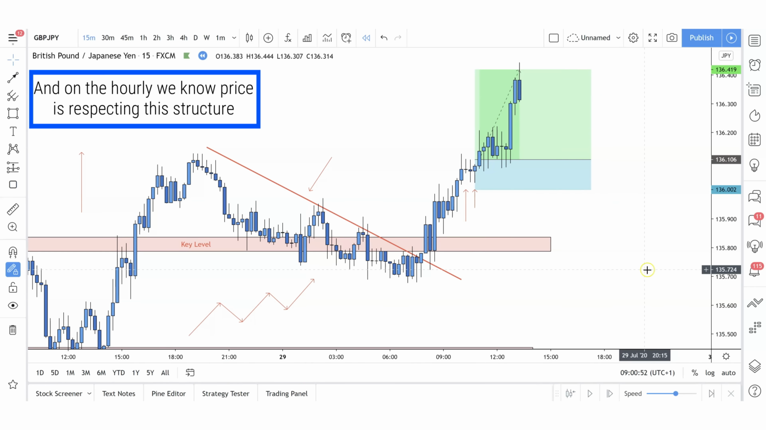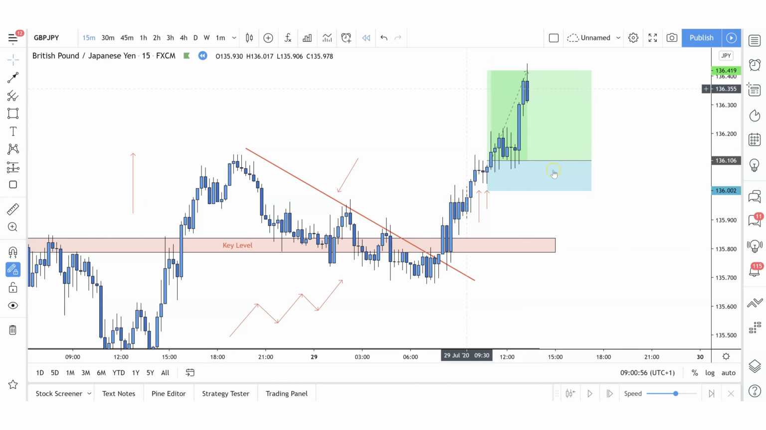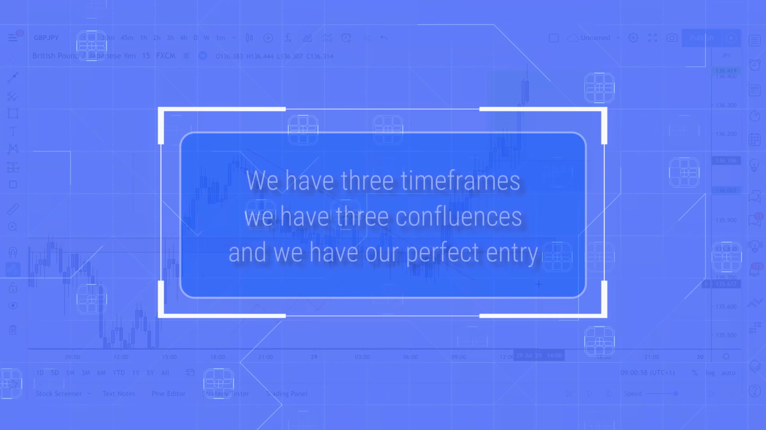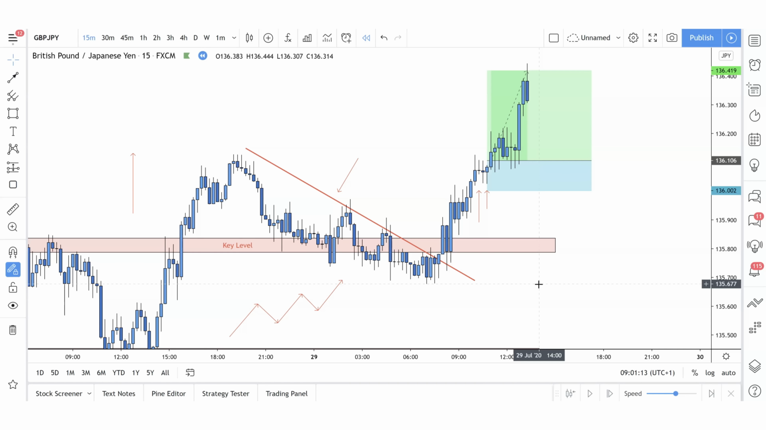Now, maybe I shouldn't have spoken through that so we could really get a good feel for this take profit. But look what's happened here. We have 3 time frames, we have 3 confluences, and we have our perfect entry. Perfect entry does not mean it needs to win, but it just means that the odds are more likely to be in our favor than not. And that is how we do multiple time frame analysis, the Rocks FX style.